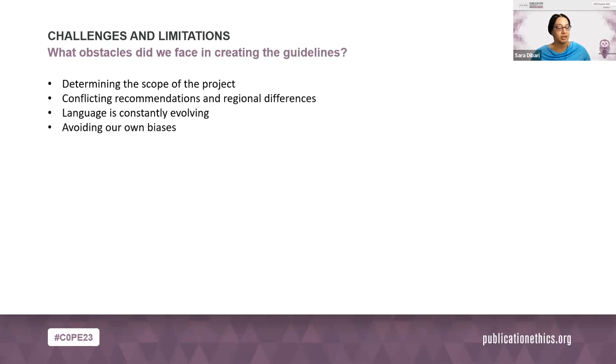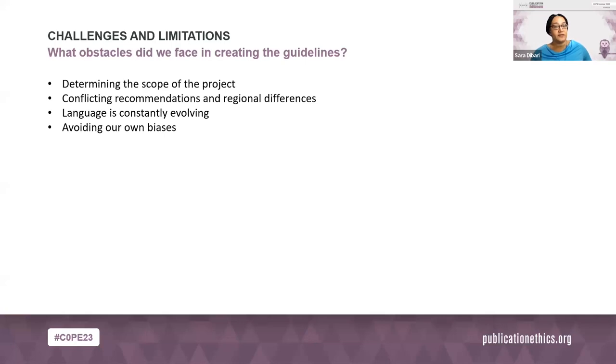The biggest challenge in creating these guidelines was to determine the scope of the project. We wanted to be as all-encompassing as possible without being so broad that the guidelines were vague, but we knew that we didn't want to strictly limit it to just journal and book publishing because there's so much more to scholarly communication. There were also conflicting recommendations and regional differences, and language is constantly evolving, which were also challenges.